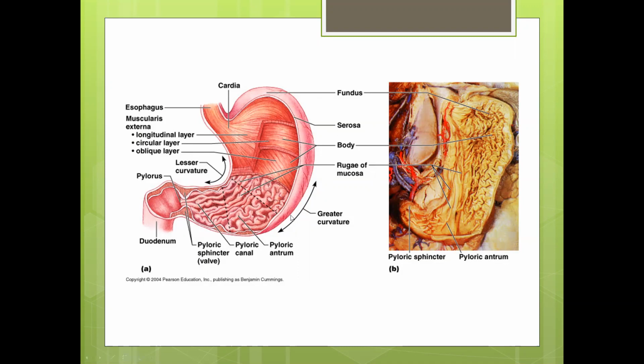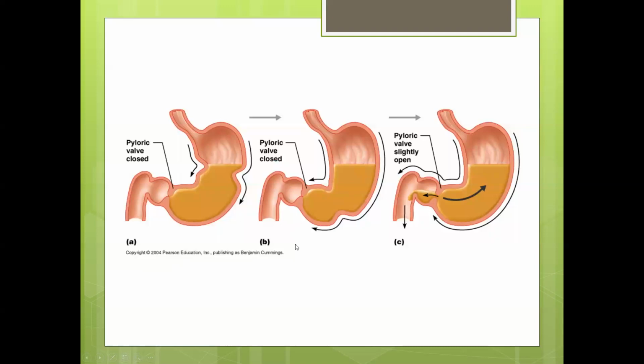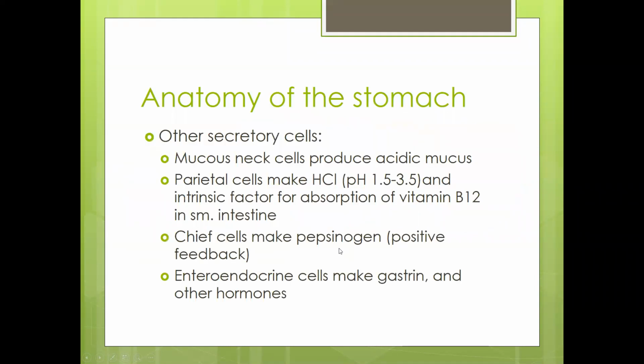We've got the rugae in there that allow your stomach to expand. And then we have the pyloric sphincter right here, and then on into the duodenum. This just shows that with the pyloric sphincter closed, the stuff just kind of smooshes around in there. But if we have enough pressure, we'll get some material moving through, but some kickback too.